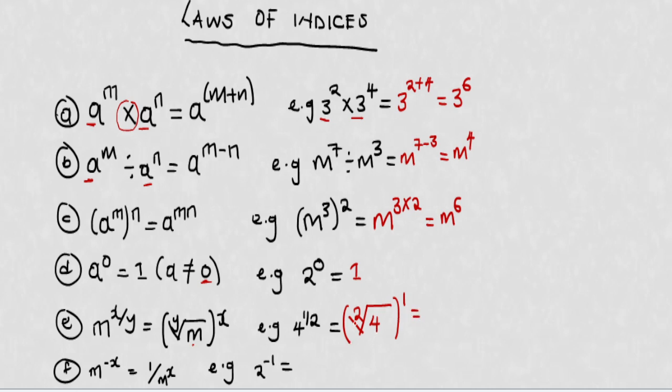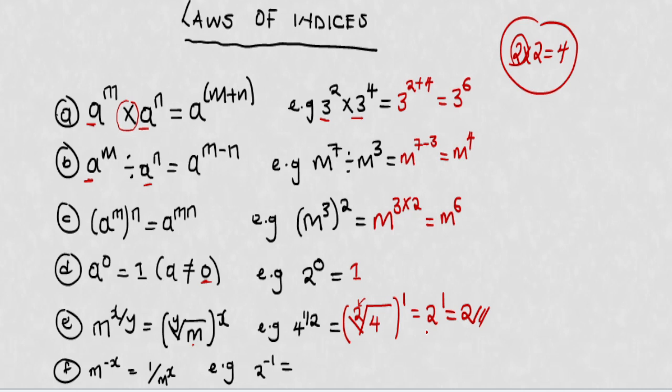There's a 2 here. So we're asking ourselves, is there any number that we can multiply by itself twice so that we can get 4? What number is that? That number is 2. If I say 2 multiplied by 2, I'm going to get 4. So we're just interested in that number, which is 2. And 2 raised to the power 1 will just give us 2. So that's how you can go about that one.